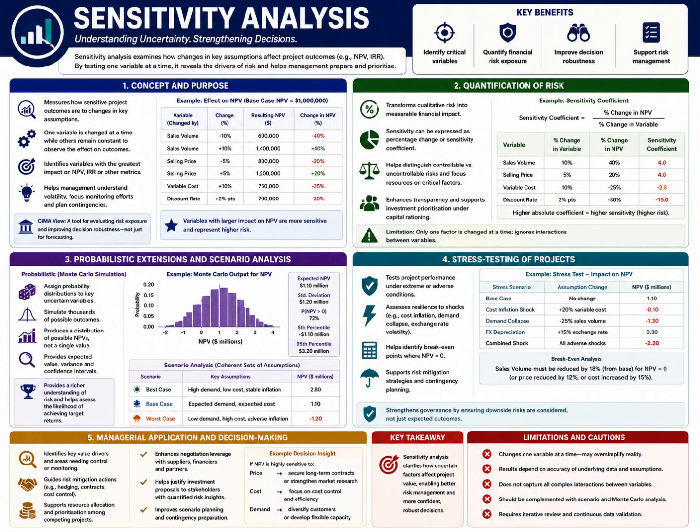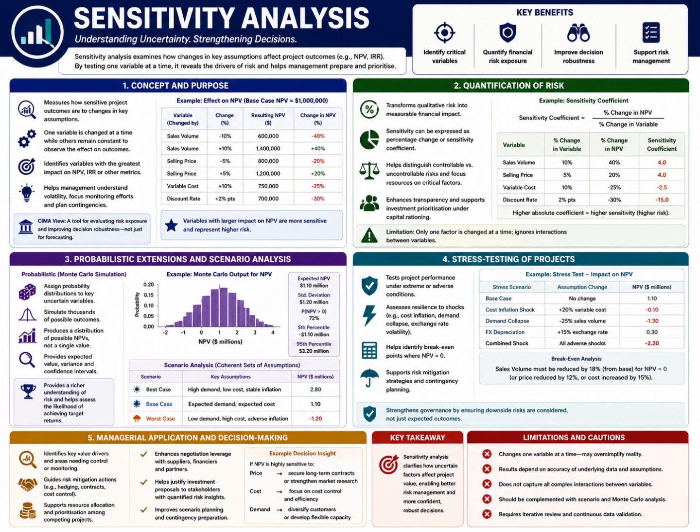Probabilistic extensions and scenario analysis. While traditional sensitivity analysis alters one variable at a time, probabilistic models allow simultaneous variation of multiple factors. Monte Carlo simulation, for example, assigns probability distributions to uncertain variables, such as demand, cost, and inflation, and calculates a range of possible outcomes. This produces an outcome distribution rather than a single-point estimate, allowing managers to assess expected values, variances, and confidence intervals for NPV.